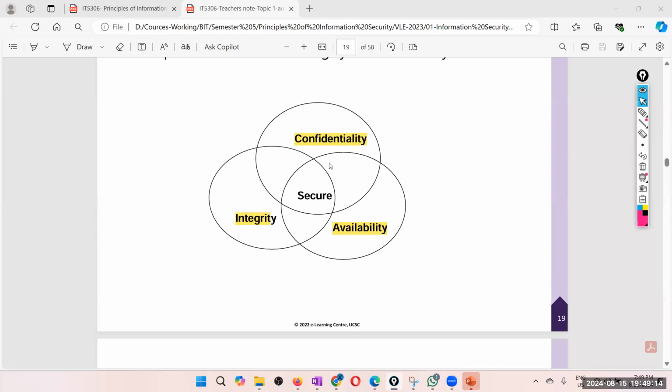But yes, confidentiality, availability, integrity, and the fourth one is actually non-repudiation.